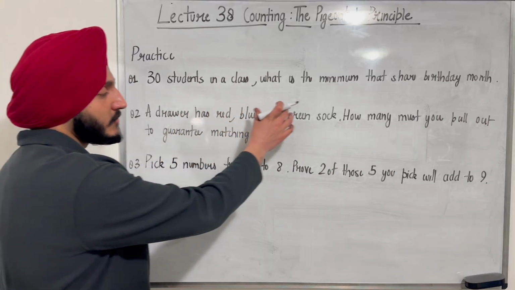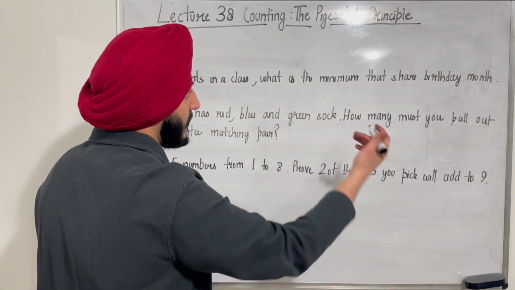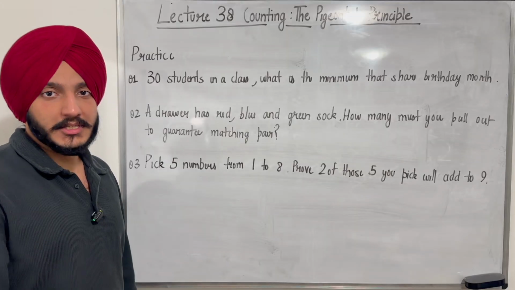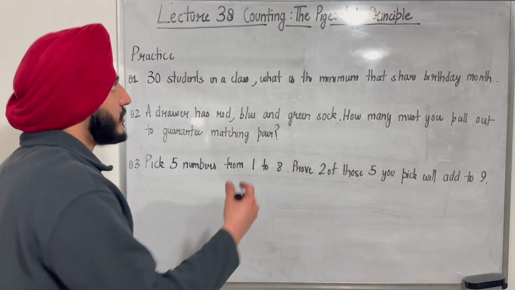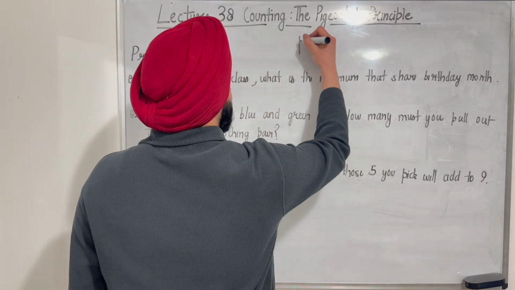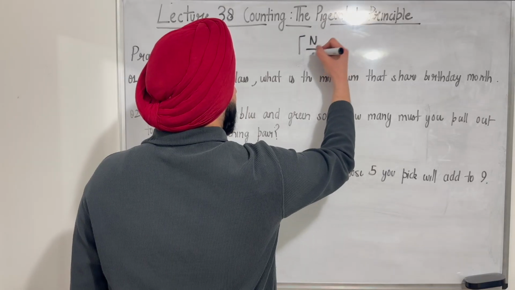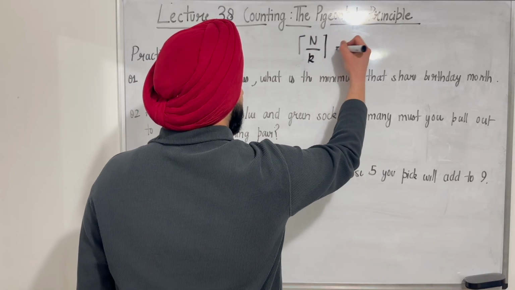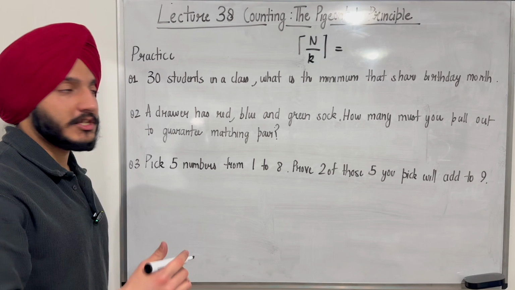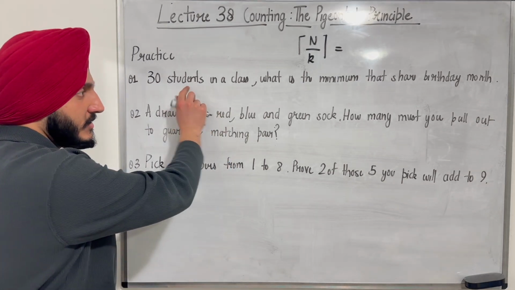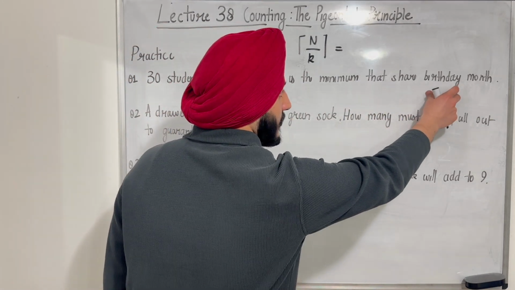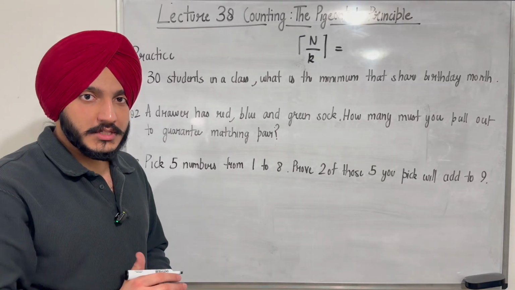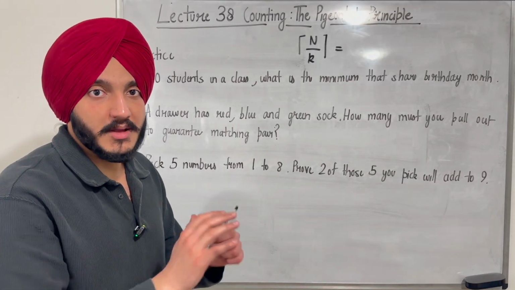30 students in a class, what's the minimum that share the birthday month, right? Once again, this is pretty much the question we just solved. So the formula is the ceiling function n divided by k. So let's just figure out what's n and what's k, right? You have 30 students and you have birthday month, right? We're trying to put students in what their birthday month is.